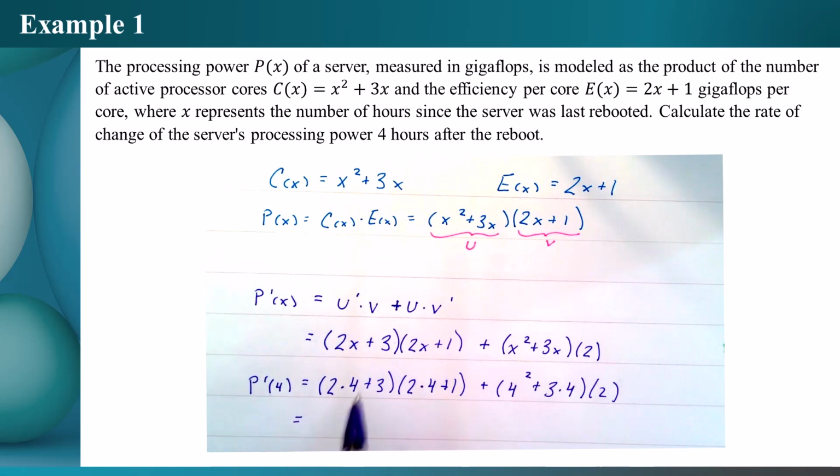And it looks like this first part here, 8 plus 3 gives me 11. 8 plus 1 gives me 9. Plus, here we have 16 plus 12, which will give me 28. And we're multiplying that by 2. And it looks like this whole thing just becomes 155. And so P prime of 4 equals 155.